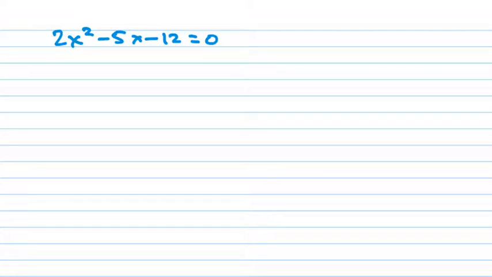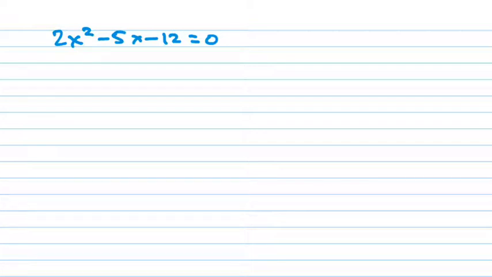First thing I look for when I'm factoring anything is: is there anything common to 2, 5, and 12? No. Is there an X in all of them? No. So is there a GCF? No. Okay. How many terms? 3. So that makes it a trinomial. So that means using the AC method.